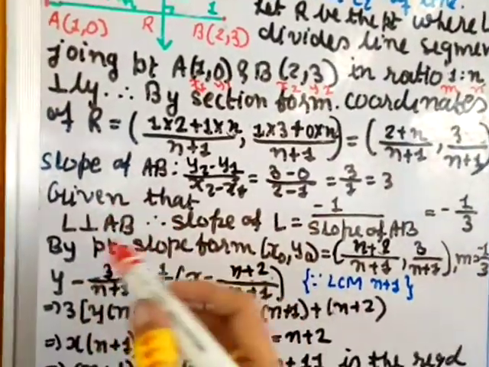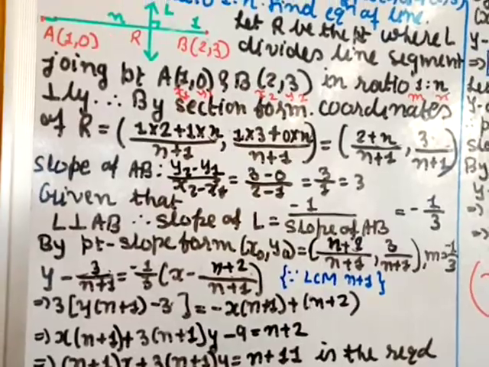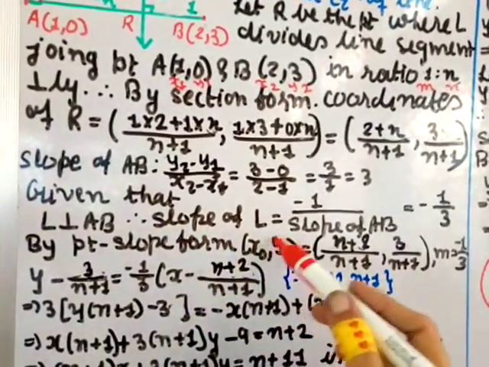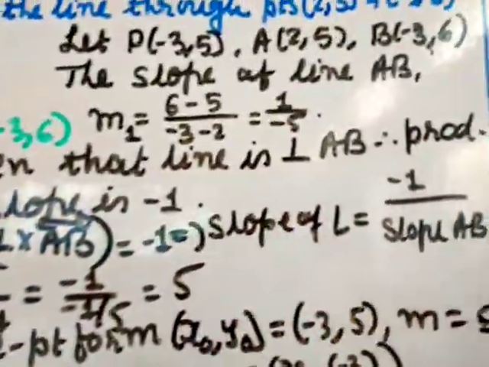Now given that L is perpendicular to AB, that means if two lines are perpendicular, the product of their slopes is minus 1. So you can say slope of L is equal to minus 1 by slope of AB. What I did before here, first I have written this and this I have written, but this also you can take. Directly you can take this value.